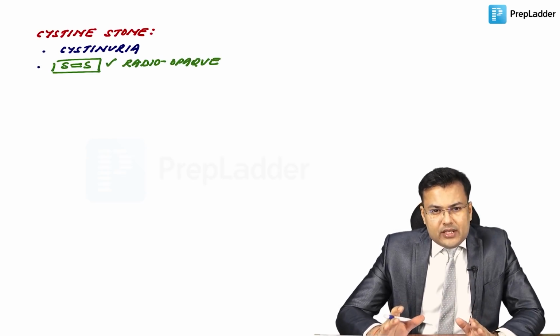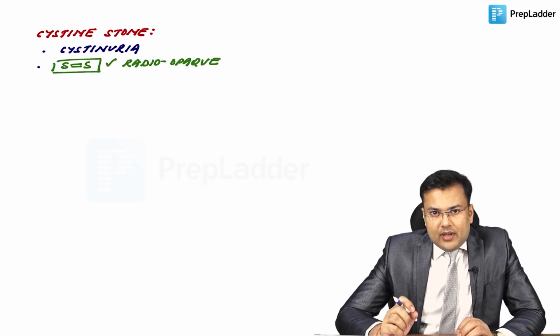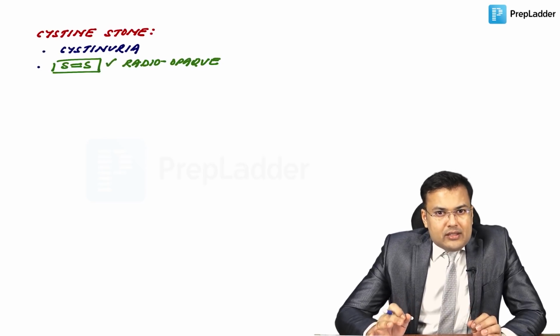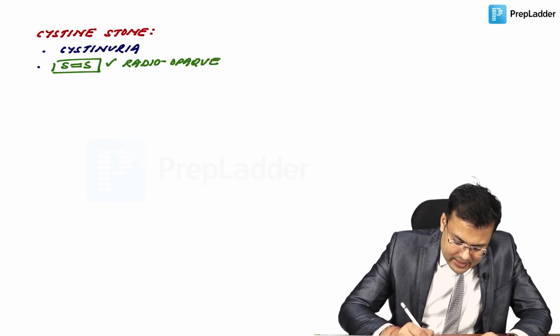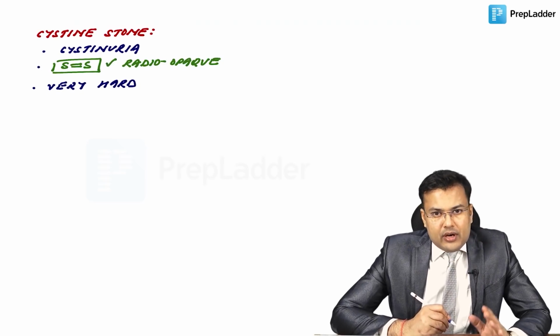Cysteine stones are very hard. These are so hard that they are not easily broken by ESWL. So these are very hard stones, not easily broken on ESWL.